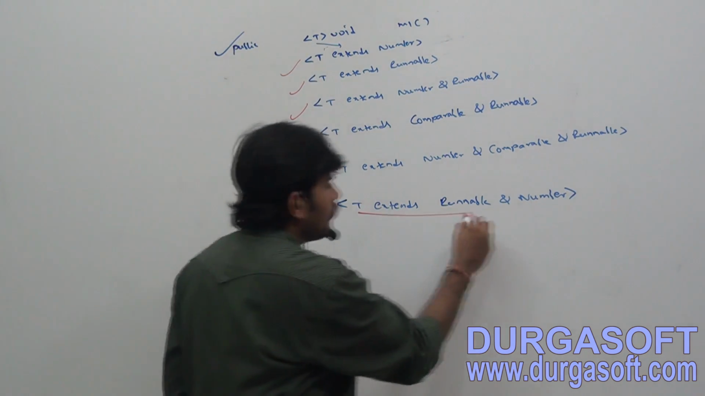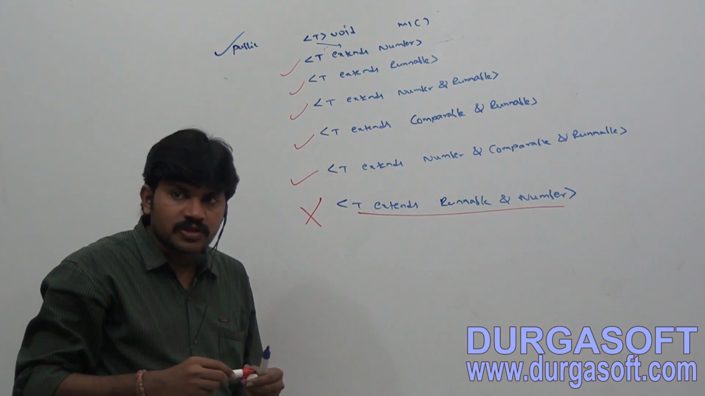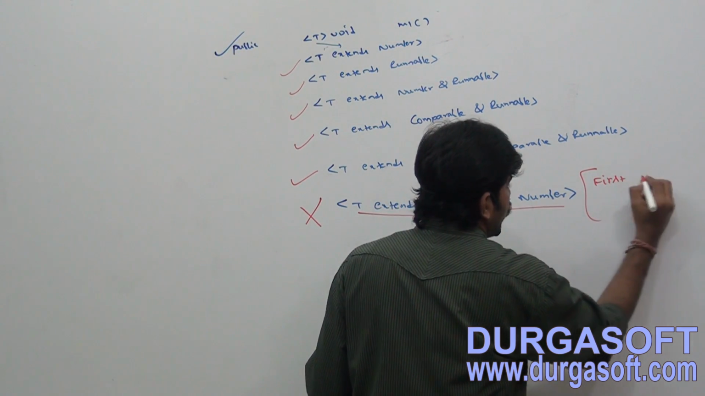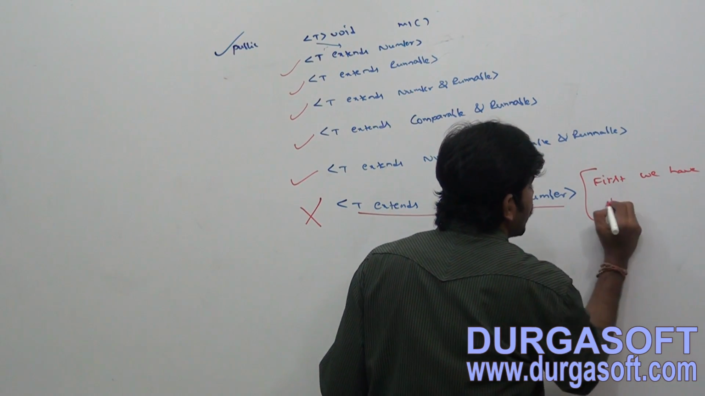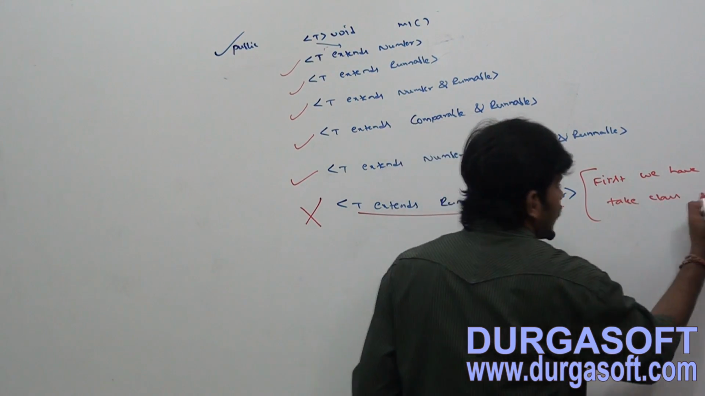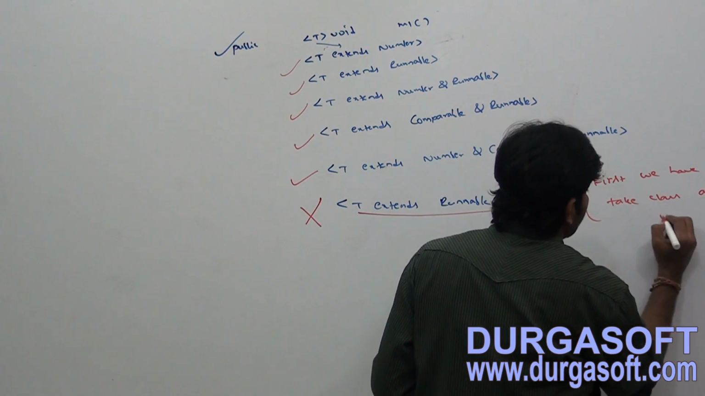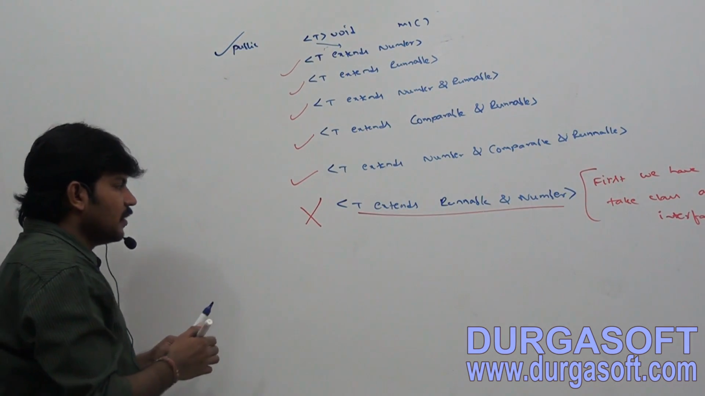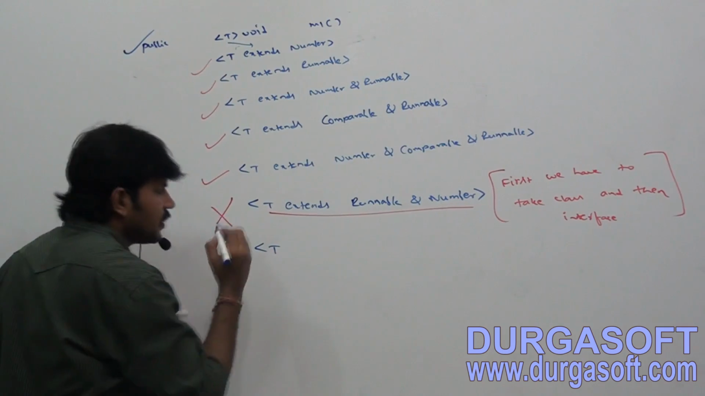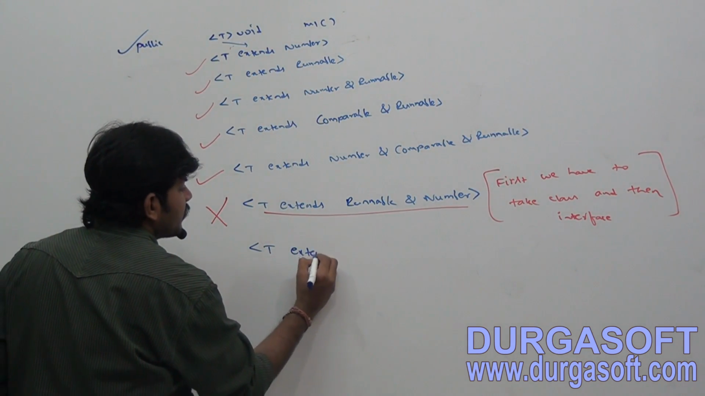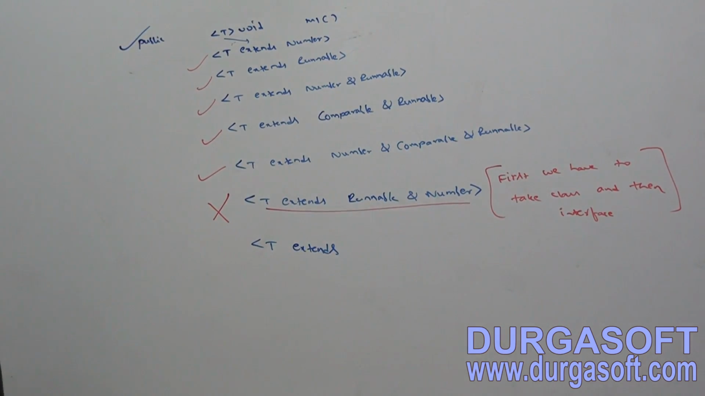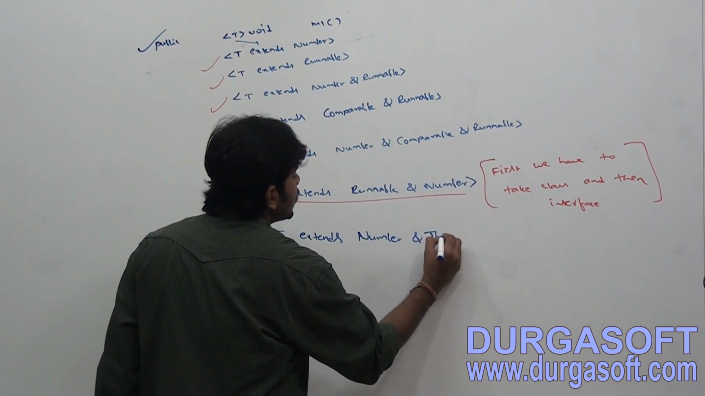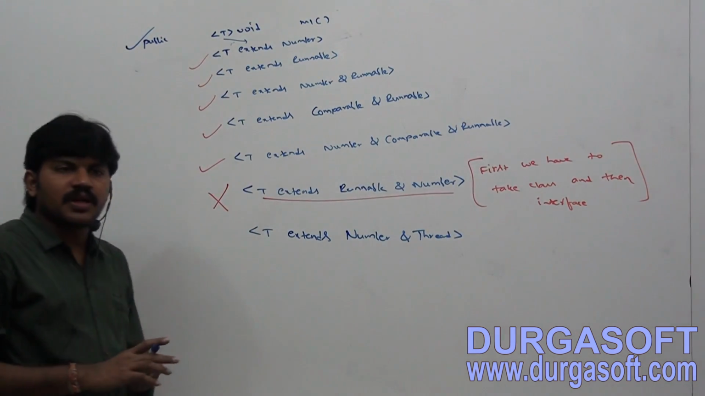T extends Runnable & Number is invalid. What is the reason? First we have to take the class and then the interface. Next, T extends Number & Thread, can you tell whether it is valid or invalid?